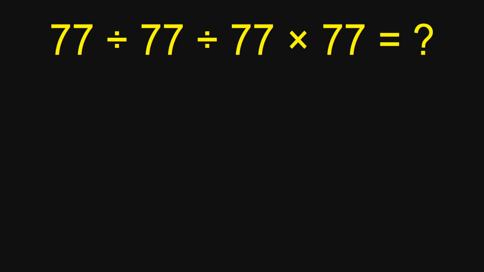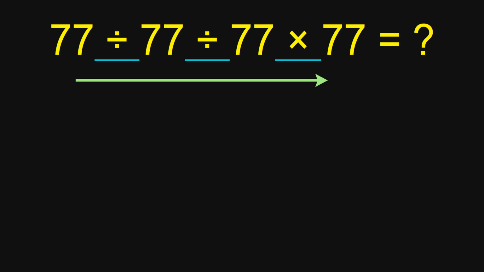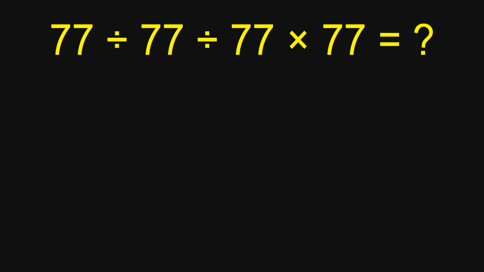In this problem we have 77 divided by 77 divided by 77 times 77. According to the order of operations, we have to work from left to right. So first we have to do this division, then this division, and finally this multiplication. If you do this multiplication before this division, it's wrong. And now let's start our solution.